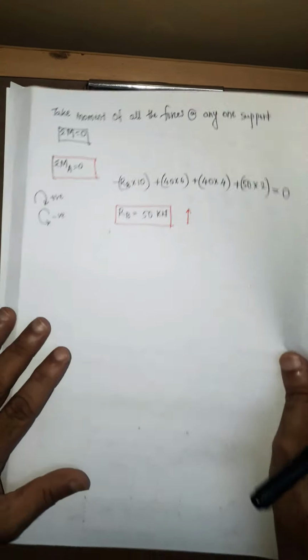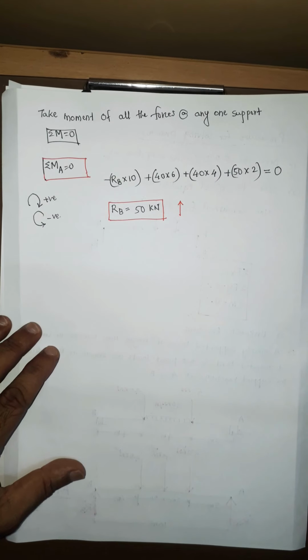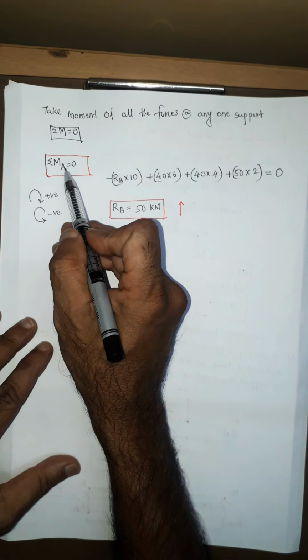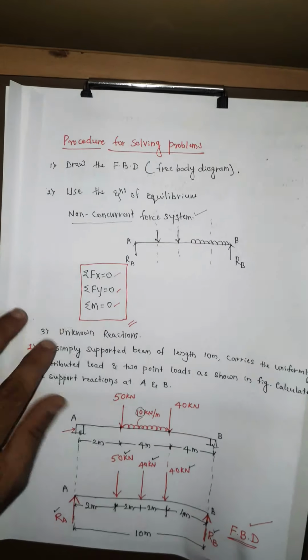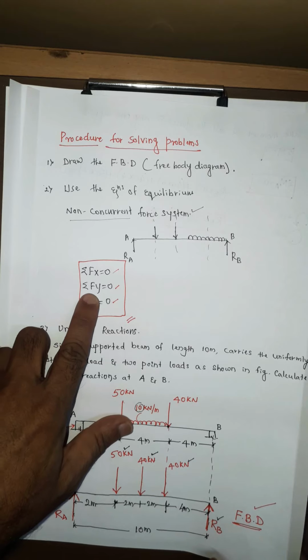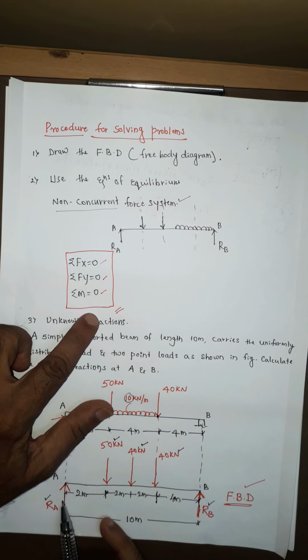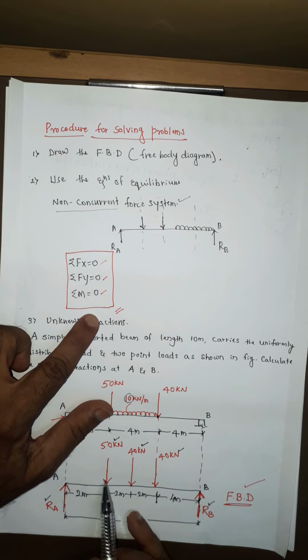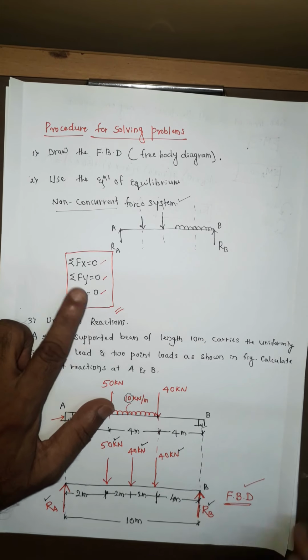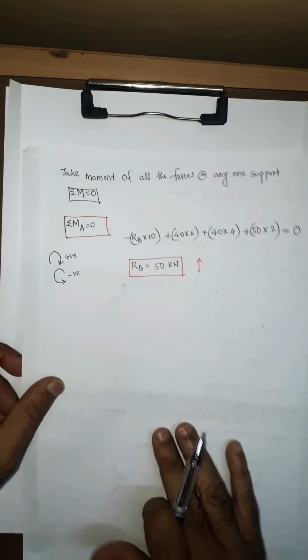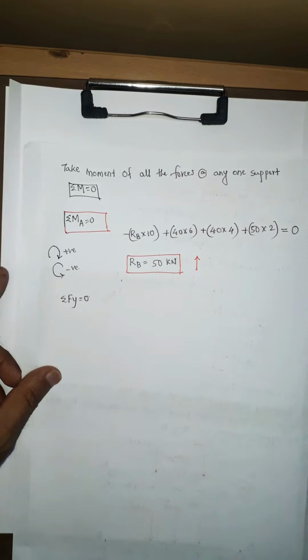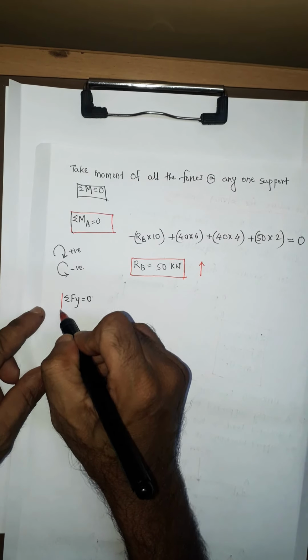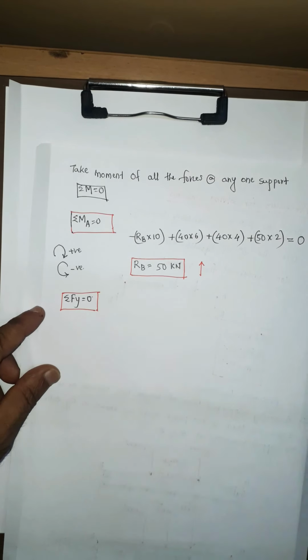RB is equal to 50 kilonewton, using the equilibrium equation summation MA is equal to 0. Now what is another equation available? That is summation Fy is equal to 0, that is summation of all the vertical forces. Remember, it is vertical forces. So let us use another equation, summation Fy is equal to 0, that is, the summation of all the vertical forces should be equal to 0.